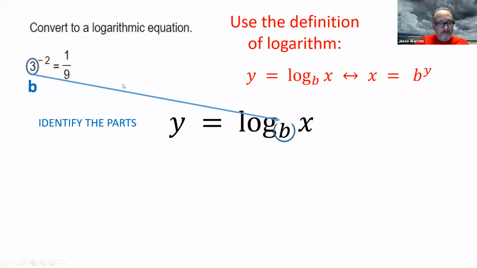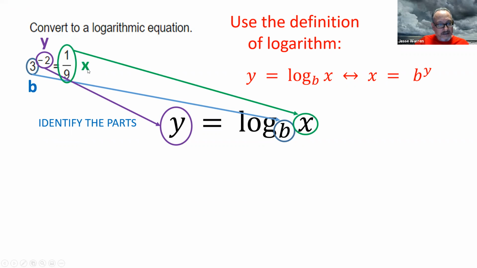First part is the base, and we see that's going to be 3, and it goes right there. And the second part is the y, which is the input for the exponential, but now it's going to be the output for the logarithm. And then the third and final part is 1/9, which is the x, which was the output for the exponential, but that then becomes the input for the logarithm.